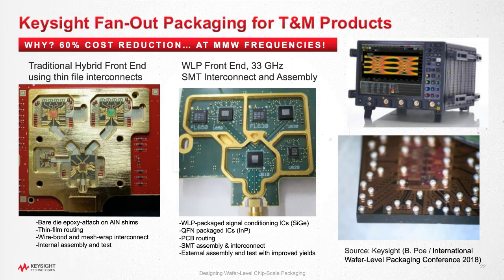And so what we were able to do, or Keysight Labs was able to do, and it's the sources on the bottom right, this is based on a paper that Keysight's published, was reduce the cost of this by 60%, while not only maintaining the same performance, but in some cases even getting better performance with wafer level packaging. That's what I'm showing on the middle picture there. We do this wafer level package signal conditioning ICs, SIGI, and we do PCB routing, SMD assembly, and interconnect. And instead of testing it internally, now we're able to do the assembly and test externally with improved yields.